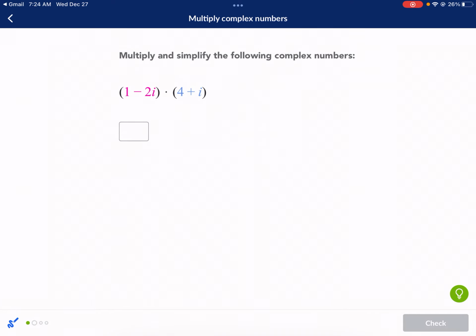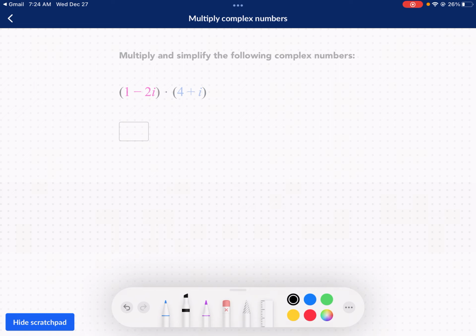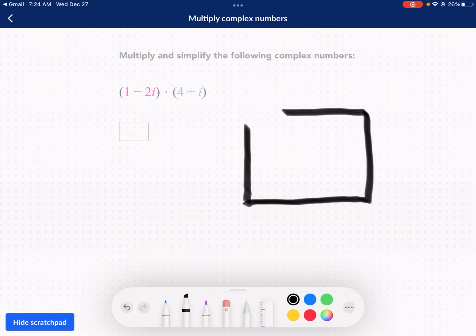It says multiply and simplify the following complex numbers. So basically we're doing this for every one. I'm going to show you the second method. Yeah, this works. I was a little bit surprised it was so thick, but this is perfect. Okay, so there's my box. This is the box method. My students prefer the box method.